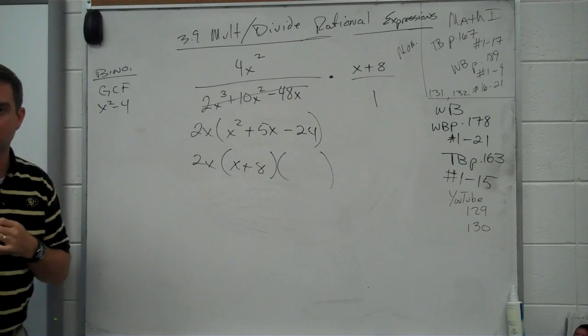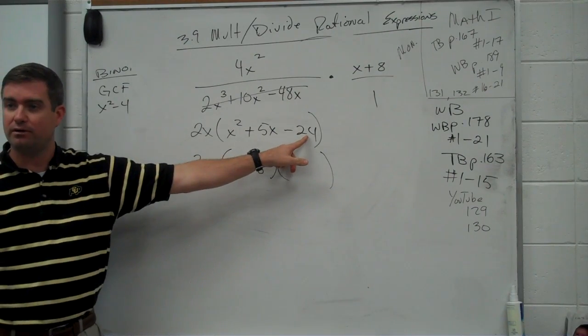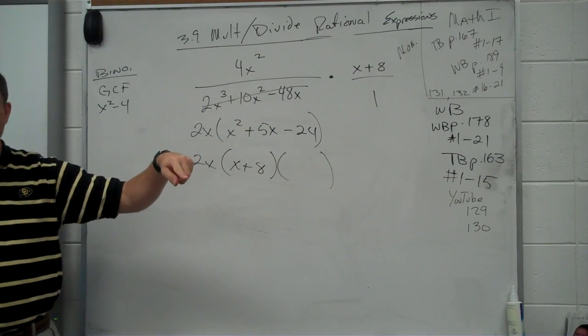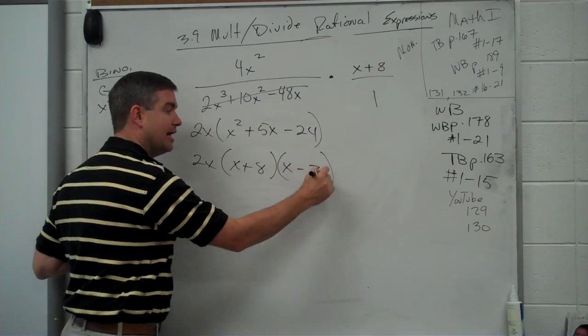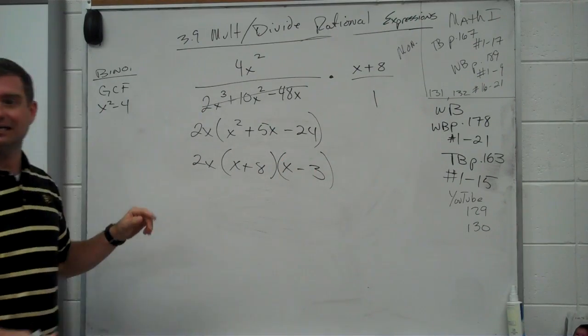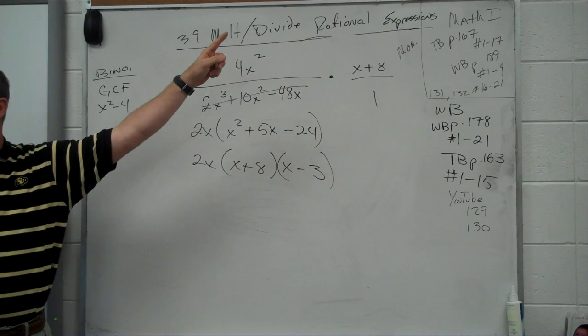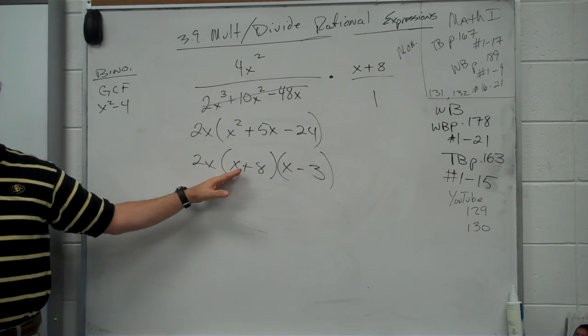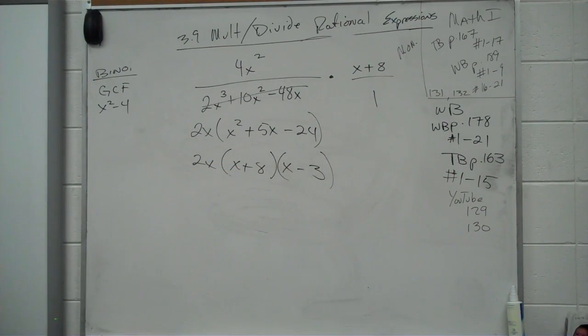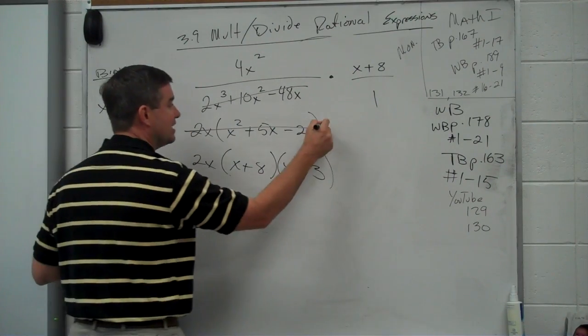Is 8 a factor of 24? Yes. What would the other factor be? 3, and it would be x minus 3. Does that work? Yes. It's almost like a cheater, it helps you factor it. Use it. I'm not saying it always will have an x plus 8, but 90% of the time it will. So now we're factored, right?